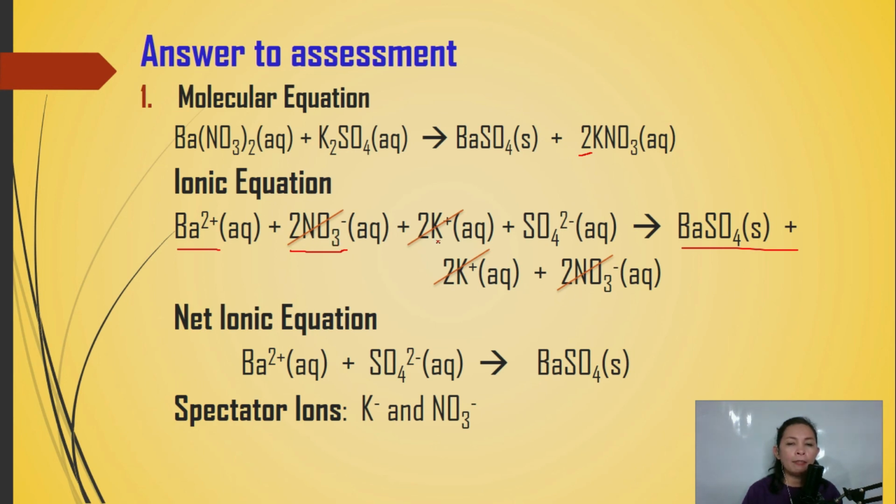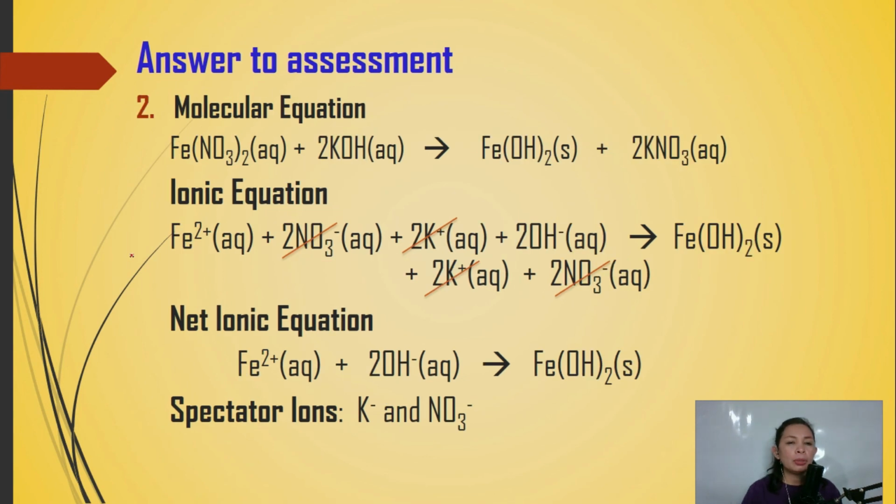Then canceling our spectator ions, we have NO3 or nitrate ion and potassium ion. So after canceling those spectator ions, the net ionic equation will be barium positive 2 and sulfate negative 2, forming barium sulfate. And our spectator ions are potassium and nitrate. So if you are checked, you give 5 points.